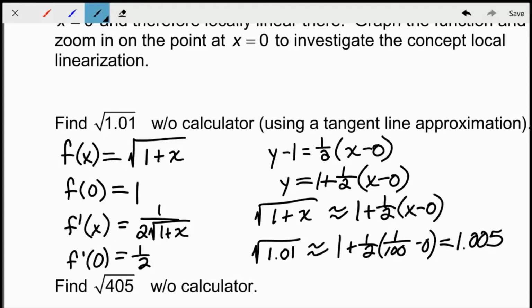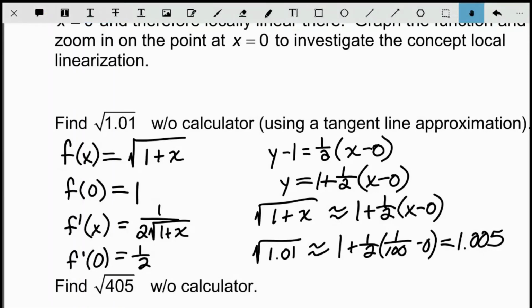And if you do that on your calculator, what you're going to end up with is 1.004987562. So you get a number that's very, very, very close. And the reason that I'm so close to the actual value is because we only went 100th of a unit away from our point of tangency.